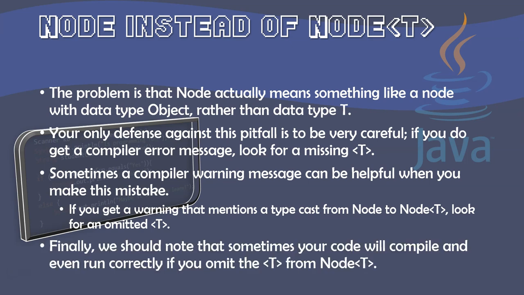Finally, we should note also that sometimes your code will compile. It may not always have an error. It might not give you warnings. It might just run like it should, and it'll even technically run correctly if you omit that type parameter. So there are some times when it does work, but it is something to be careful about because it might work right now, but there might be other instances where you plug in different type parameters and all of a sudden your code may start breaking. You're like, well, why is this doing this?